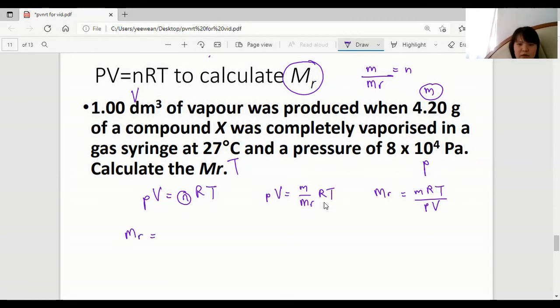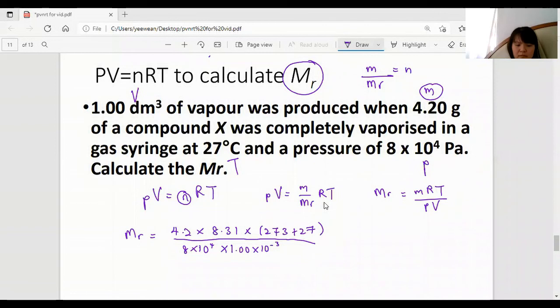MR equals mass times R times T over P. Oh, and V, I need to change that to meter cube. Okay, let's calculate that. So I get around 131. That would be the MR.